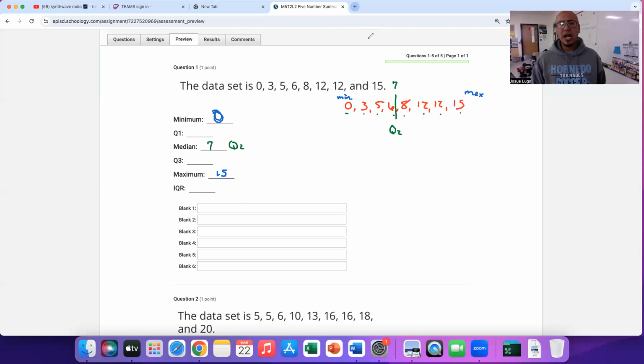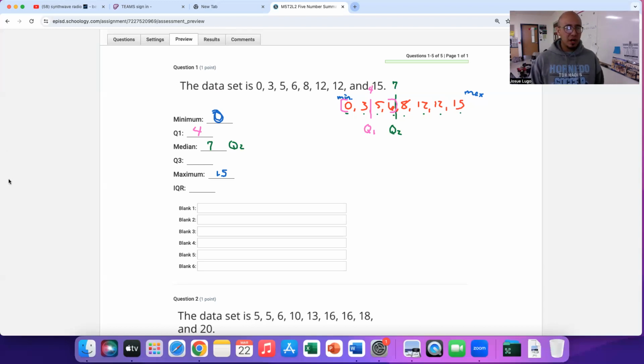Now let's look at the lower half of the data. The lower half being this side, so from the 6 all the way down to the 0. Notice that we have 4 points in the lower half of the data. Let's find the lower median, our Q1, our lower quartile. Now, if I just had these 4 points, the one in the middle would be between 3 and 5. There's 2 numbers in the middle. So let's add those together. 3 plus 5 is 8. 8 divided by 2 is 4. So 4 would be our Q1. That would be our lower quartile, our lower median.